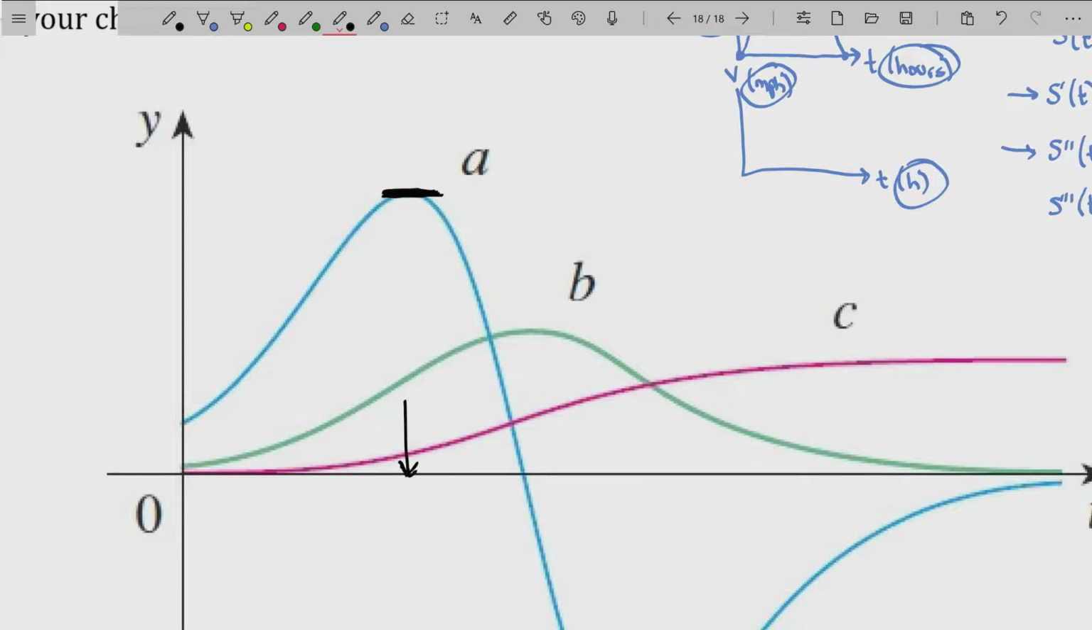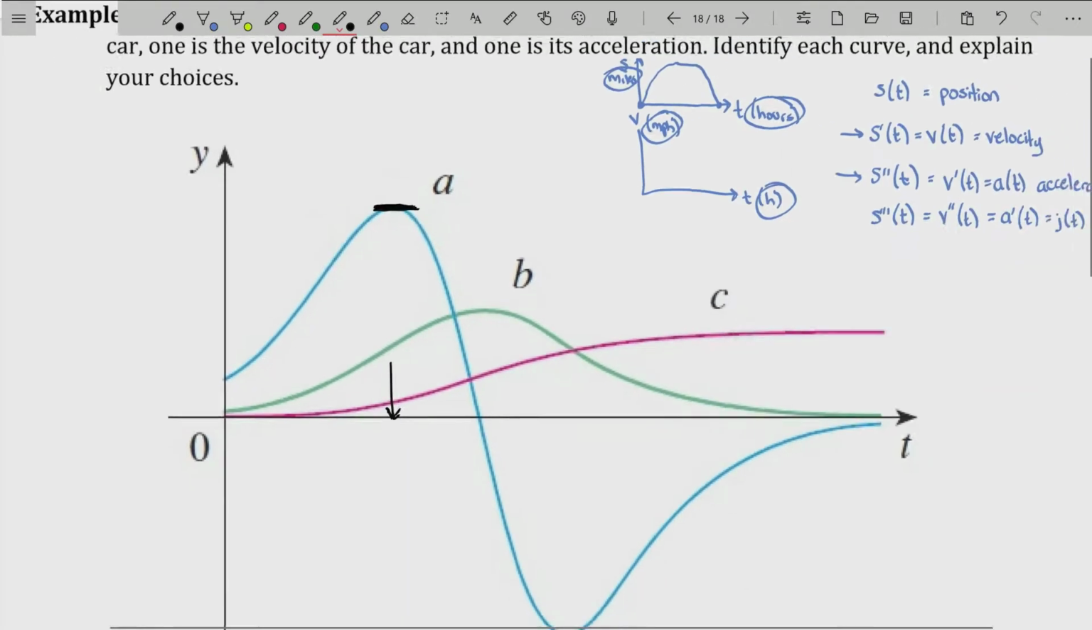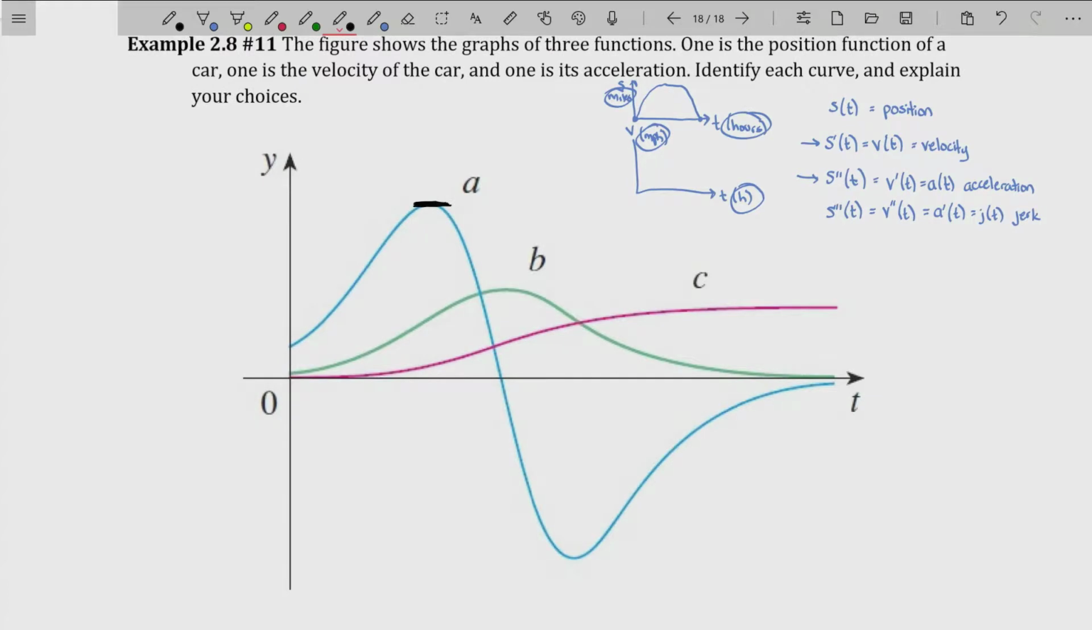So A does not have a derivative in this picture. If A did have a derivative in this picture, then its derivative would cross the x-axis here and, by the way, here. So A does not have a derivative in this picture. So therefore, A is not the position function, because the derivative of the position function is a velocity, and they told us one of these pictures is the velocity. And A is not the velocity, because they said one of these pictures is the acceleration, and the acceleration is the derivative of the velocity.